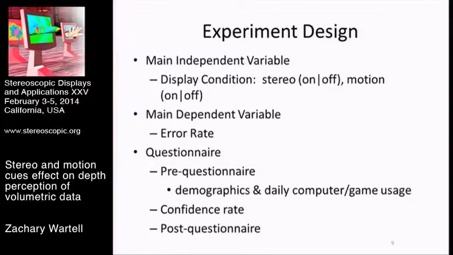So the main independent variable, as I indicated, was display condition. The basics were whether stereo was enabled or disabled and whether there was head motion tracking or not. The main dependent variable was basically their error rate in answering the question. We also had a pre-questionnaire asking about demographics and daily computer usage and game usage. In between display conditions, we asked the users to subjectively rate their confidence in answering the question, and then we had a post-questionnaire as well.